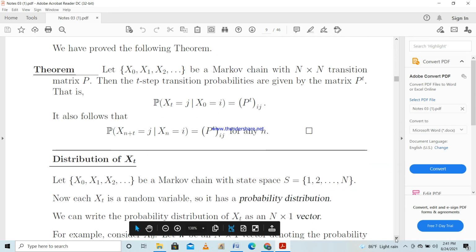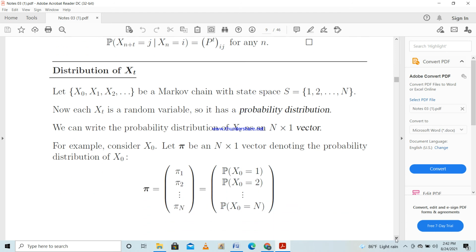So here there is a theorem. If you have X0, X1, X2, and so on, if it is a Markov chain with an n by n transition matrix P, then the t-step transition probabilities are given by P^t, that matrix. That is what we just discussed, right?